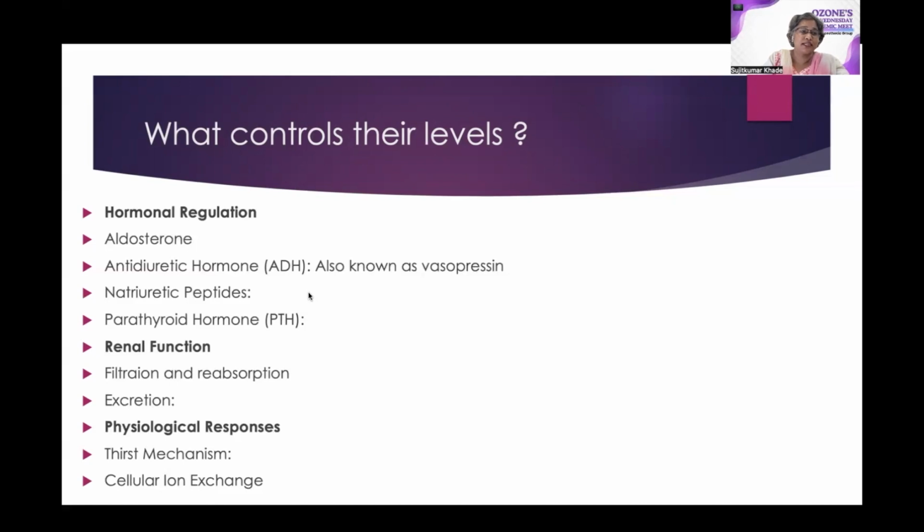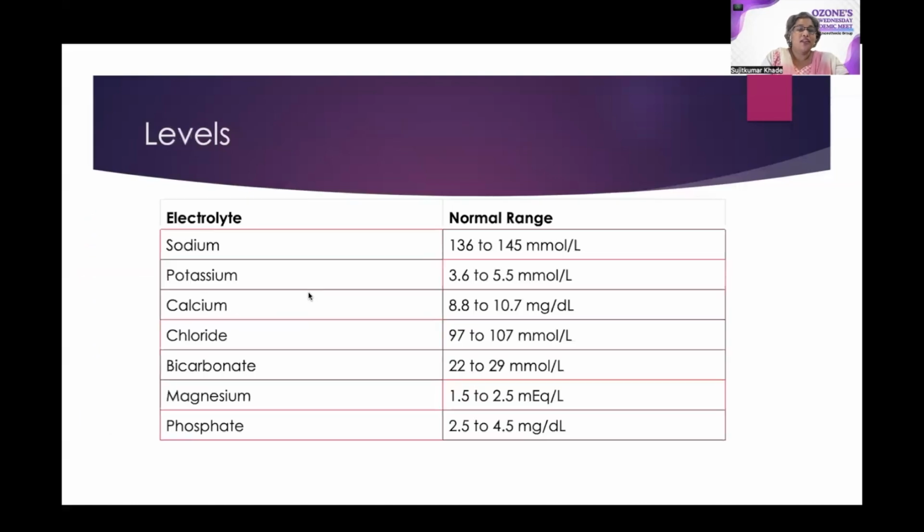The renal function, in response to hormonal regulation, works by filtering, reabsorption, and excretion of electrolytes. And there are physiological responses, like an increase in the sodium level in the body causing the thirst mechanism, making the person thirsty and then restoring the fluid balance. And the cellular ion exchange: the electrolytes move across the cells easily and they form the balance between the intracellular and the extracellular milieu. These are the normal levels of electrolytes. I will not go into detail of this. We all know those normal values, and we are going to discuss four main electrolytes today.